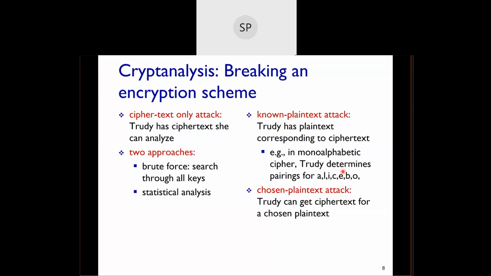So which one is easier? Tell me, out of these two, which attack is easier to launch? Chosen plaintext must be easier, I think. No, no. Let's assume that you are an attacker where you want to break a cryptographic system, and in which of these two scenarios is it easier for you to break the system? In the case of known plaintext attack or chosen plaintext attack?